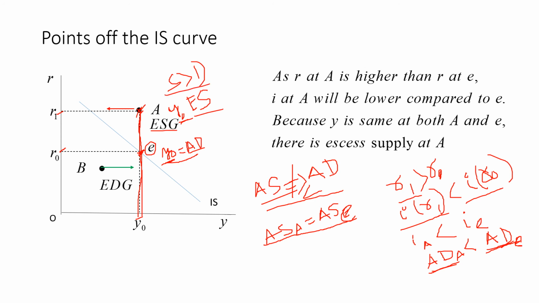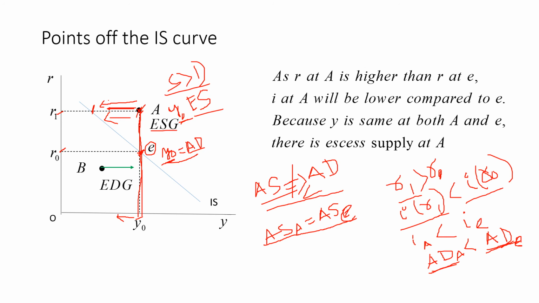So what will you do? You will cut back your production and you will move towards this. Your supply will fall, and therefore this is the disequilibrium point. You will move towards the equilibrium point, towards this IS curve. So the movement will be leftward. This is how this disequilibrium will be corrected, and the movement will be towards the IS curve.